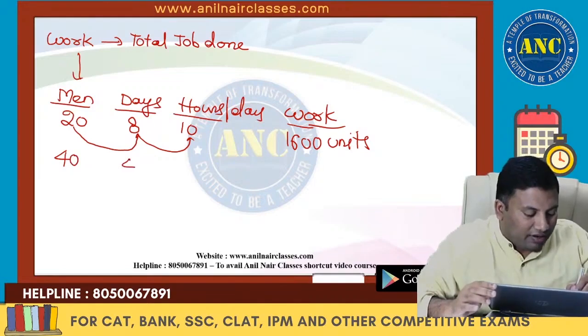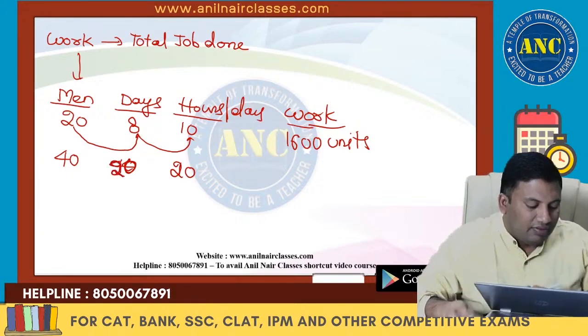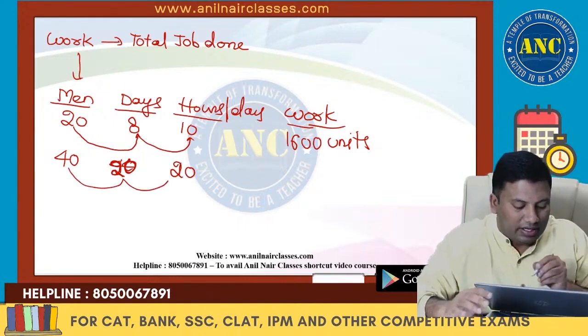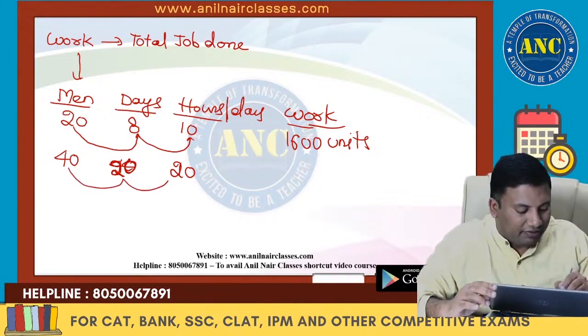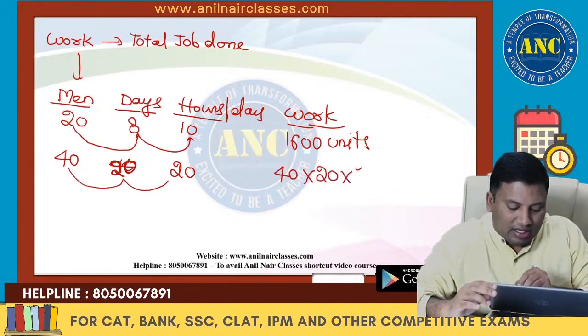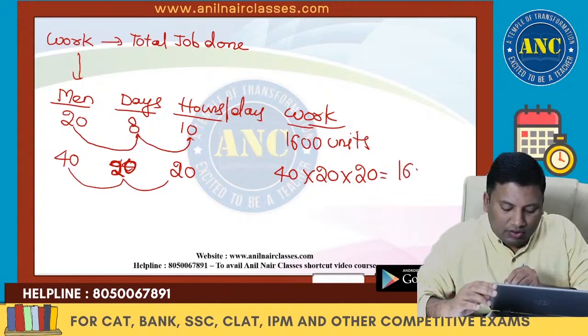Similarly, suppose I recruited 40 men. For example, each day they are working 20 hours per day, and they work for 20 days. So what will it be? 40 into 20 into 20. These are nothing but 16,000 units they are doing.